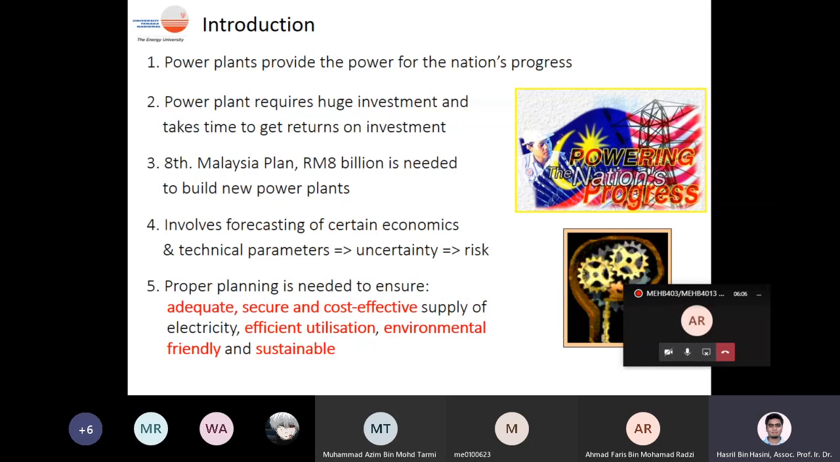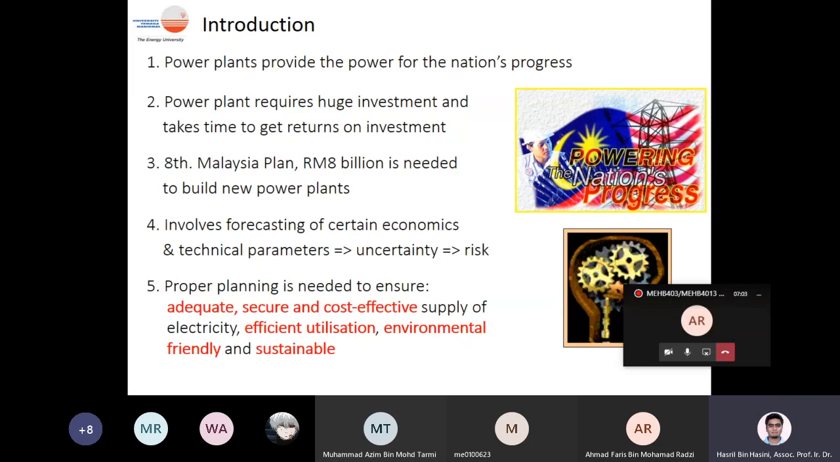It involves forecasting of certain economic or technical parameters. It involves uncertainty. It involves many risks. So that's why in project management for the construction of a new power plant, we always look at risk management as well. Proper planning is needed to ensure adequate, secure, and cost-effective supply of electricity. In addition, we also try to make efficient use of the current power plants that we have before we decide to construct a new one. And then we have to look at environmental considerations as well, and also sustainability issues pertaining to the new power plant that you plan to build.